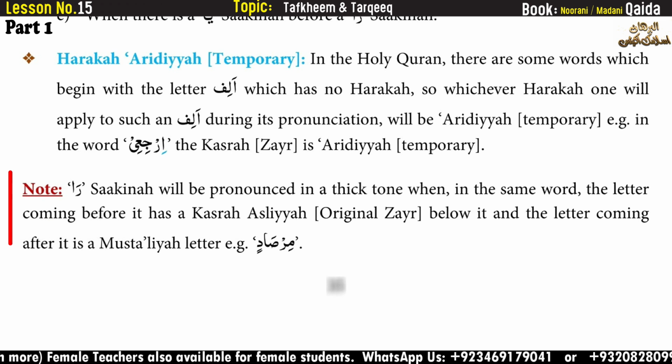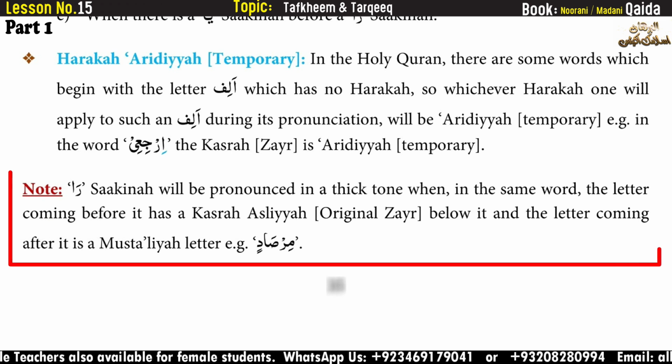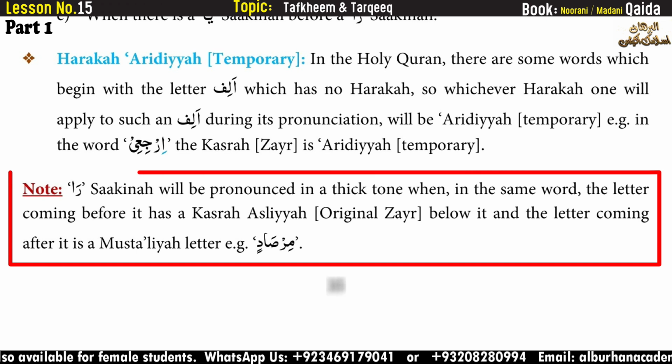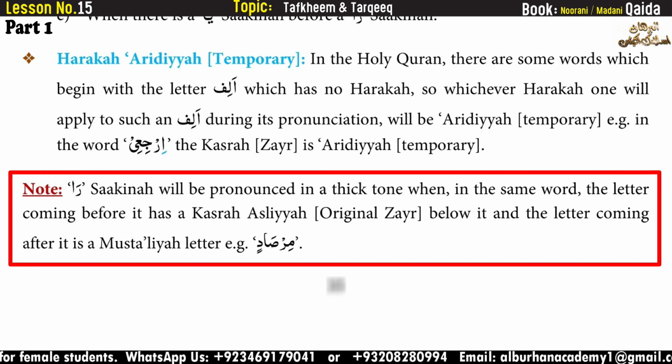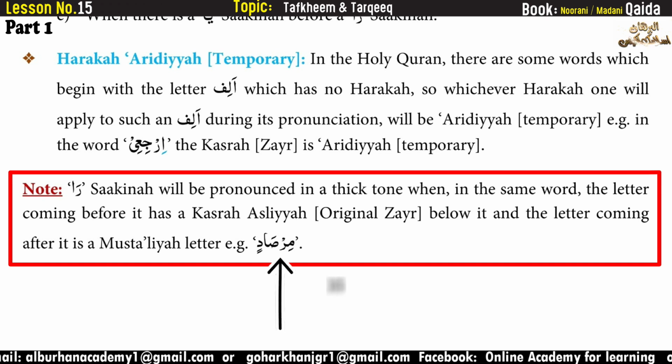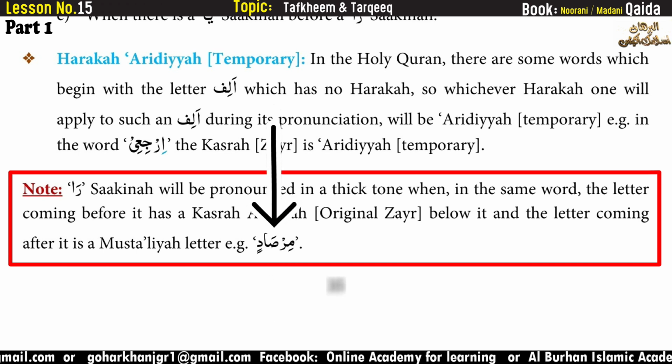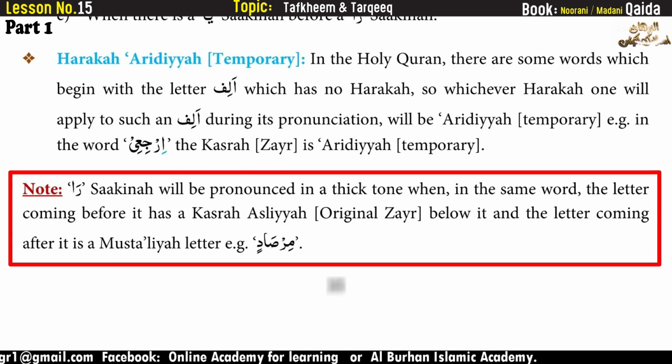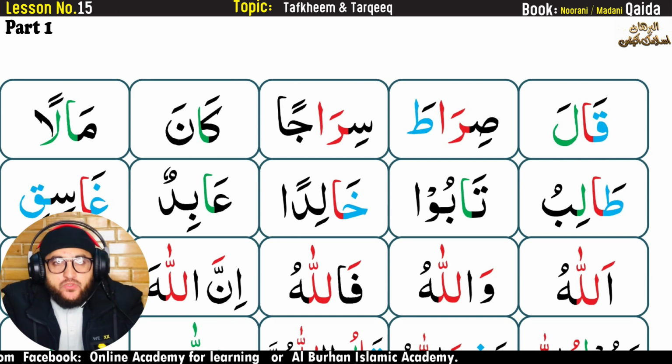Point to be noted. Ra sakina will be pronounced in a thick tone when, in the same word, the letter coming before it has a kasra asliya, meaning original kasra below it, and the letter coming after it is a musta'liya letter, like mirsadin. Look here, before Ra sakina this kasra is an original kasra, and after Ra sakina it is one of the musta'liya letters. Make a thick tone here, mirsadin. Let's practice these rules.